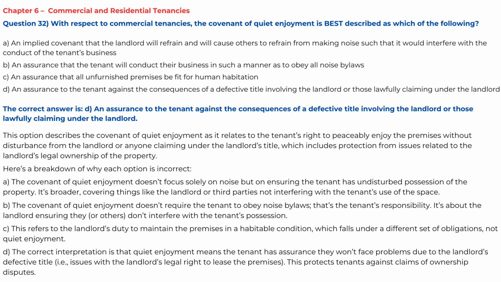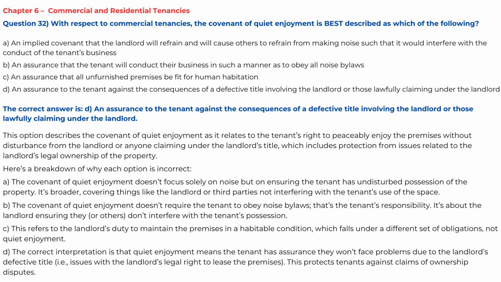Here's a breakdown of why each option is incorrect. A. The covenant of quiet enjoyment doesn't focus solely on noise, but on ensuring the tenant has undisturbed possession of the property. It's broader, covering things like the landlord or third parties not interfering with the tenant's use of the space. B. The covenant of quiet enjoyment doesn't require the tenant to obey noise bylaws. That's the tenant's responsibility. It's about the landlord ensuring they, or others, don't interfere with the tenant's possession.